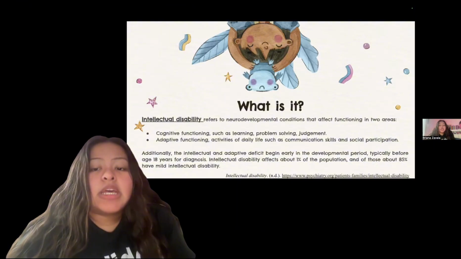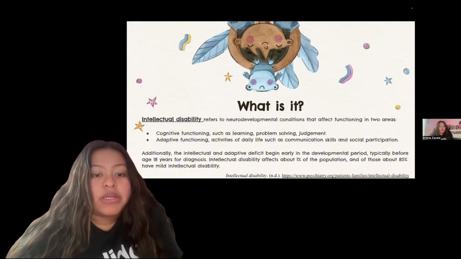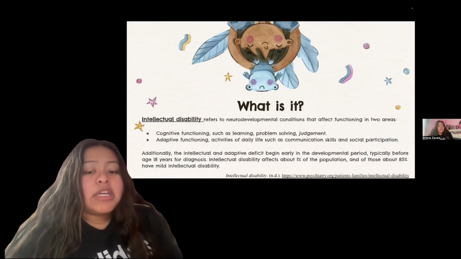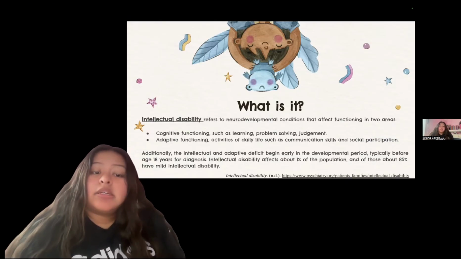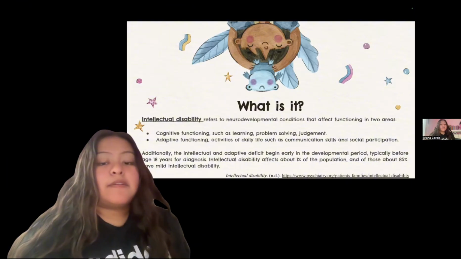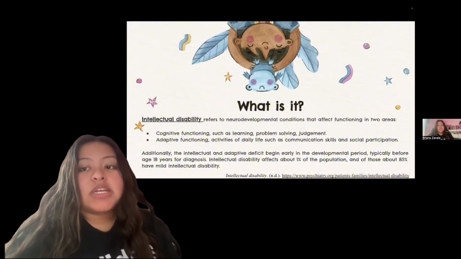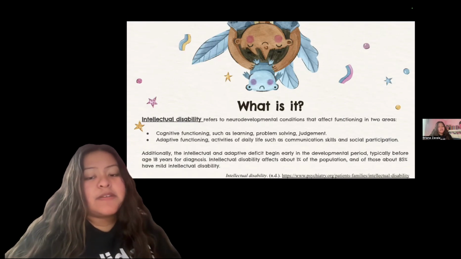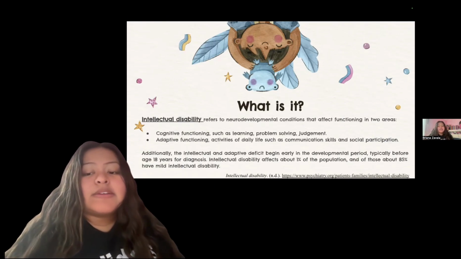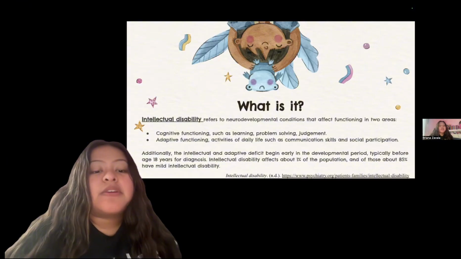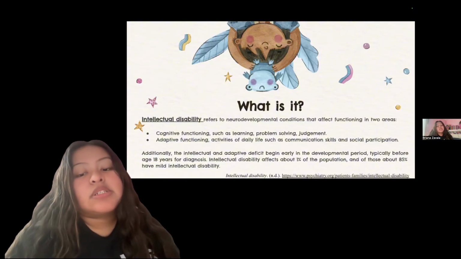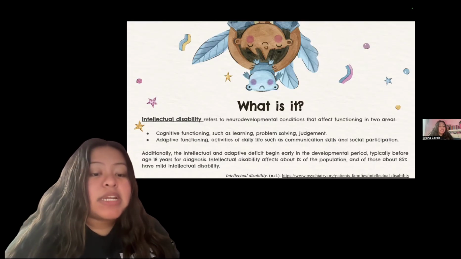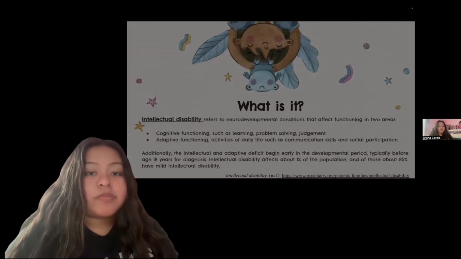neurodevelopmental conditions that affect functioning in two areas. The first is cognitive functioning, such as learning, problem solving, and judgment. Adaptive functioning, activities of daily life such as communication skills and social participation. Additionally, the intellectual and adaptive deficit begin early in the developmental period, typically before the age of 18 years. For diagnosis, intellectual disability affects about 1% of the population, and of those, about 85% have mild intellectual disability.